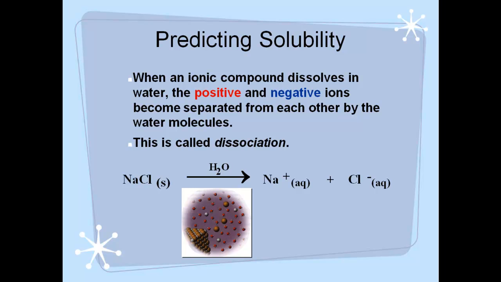We talked about this in the last video, so I just want to review it real quick before we start talking about solubility. So here we have our sodium chloride solid. When it dissolves in water, it forms the sodium ion and the chloride ion. That's because the water molecules are able to get in between the sodium and chlorine and pull them apart and dissociate them from the compound.